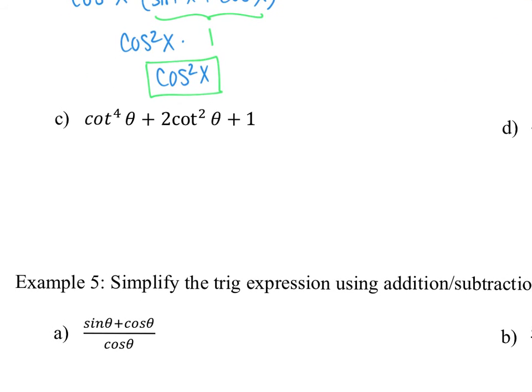So for part C, I want you to notice we have cotangents, but I want you to think of them just like how you think of x's. I have a cotangent to the 4th power. So if I were to factor this, I'm going to need a cotangent on both. But this one's special because it's to the 4th power. It's not a square. So in order to get to the 4th power, I need to make sure that both of them are squared. Because cotangent squared times cotangent squared, adding up their exponents, gives me the 4th power.